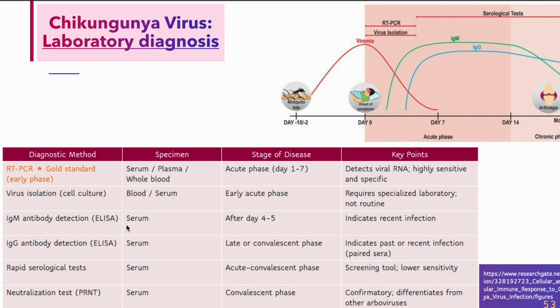You can test with ELISA for IgM and IgG to indicate a recent infection, or a past infection in the case of IgG, using serum as a specimen. For the rapid serological test, you can use a screening tool like a strip test, and a neutralization test to confirm that this is chikungunya, not other arboviruses.